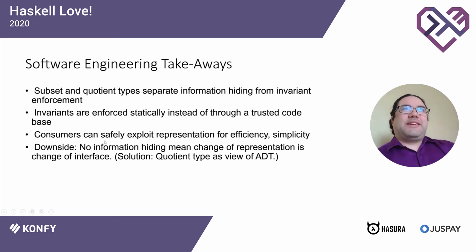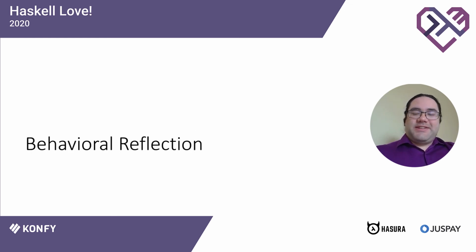And one of the benefits of this is since the representation is public, consumers can actually exploit that representation. They just have to convince the compiler that they don't depend on that representation, like the result does not depend on which representation. But as I mentioned at the beginning, since we don't have information hiding, we are actually exposing the representation. So changing representation will change the interface. So now the second part of the talk, which is essentially completely divorced from the first one.